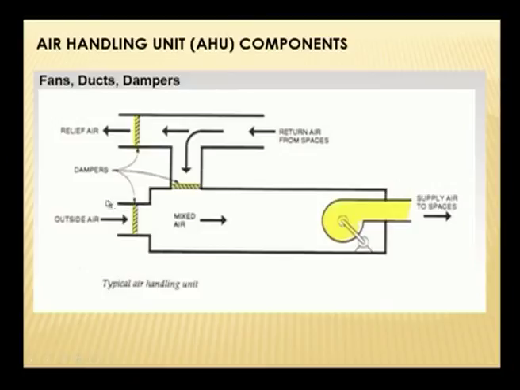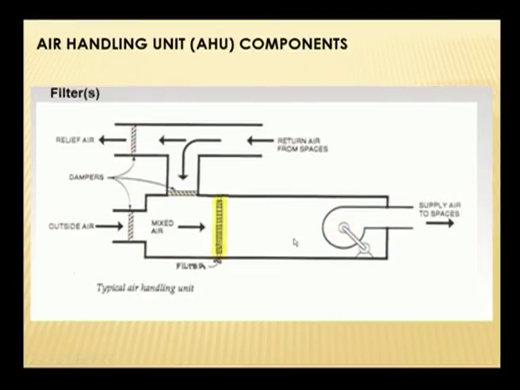from the spaces. This is the opening or input for the outside air, and if there is more air from outside and from the return air, after filtration there is some relief air which goes out. Then the outside air and return air are mixed, and then they are supplied back to the spaces. They are cooled here and then sent to the spaces.